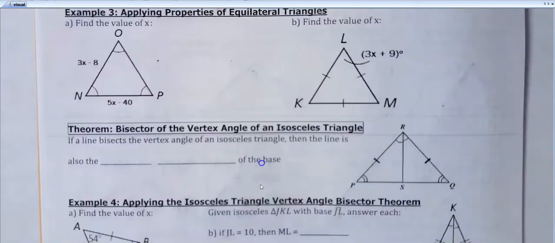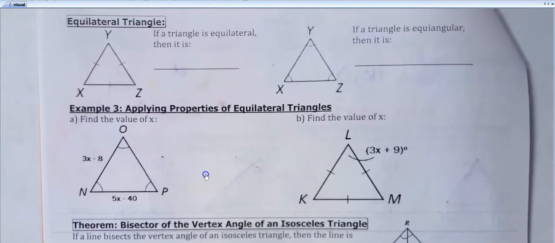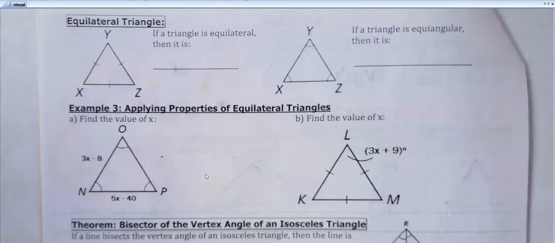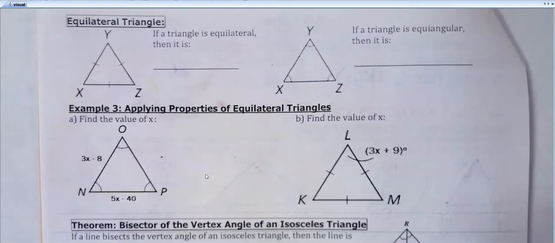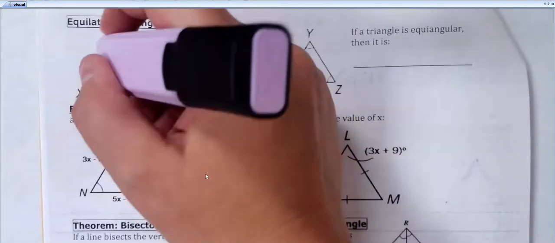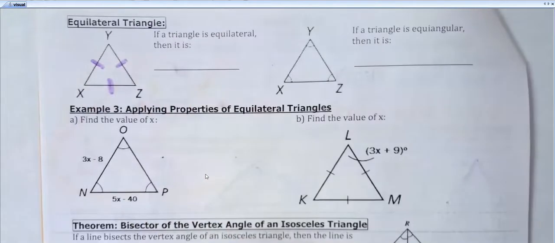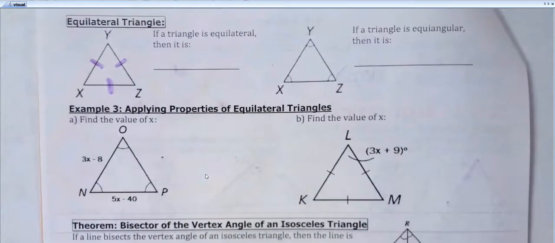Okay, so those are isosceles triangles. Now, I'm going to give you just a couple properties for equilateral, and then we'll put them together. Equilateral triangle. Go ahead. Isn't it, you know how we had the base angle, right? Does that just make the vertex angle the same as the base angle?